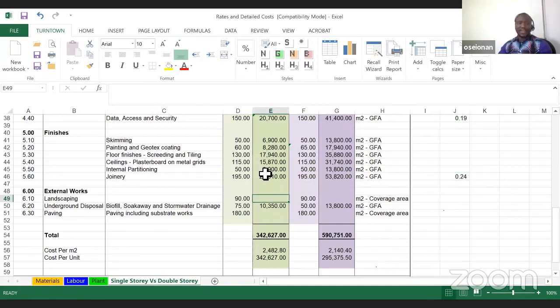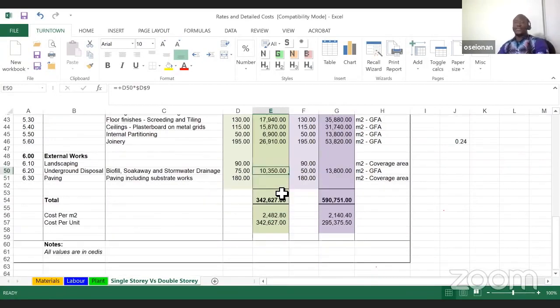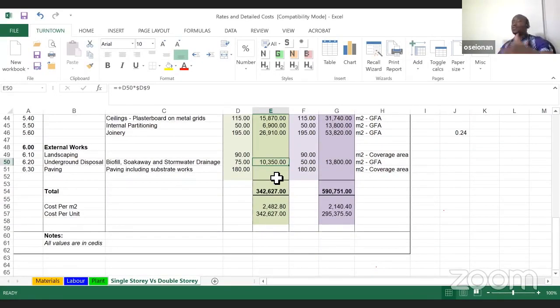The last bit is the external works, which is based on what you want basically. This is based on average, but if you want too much landscaping, that would increase. The last two, which are the underground disposal and the paving, are basically a standard thing that doesn't normally change, because there is nothing you can do about it except alter the area of the paving. Then again, it all depends on what you want to see.